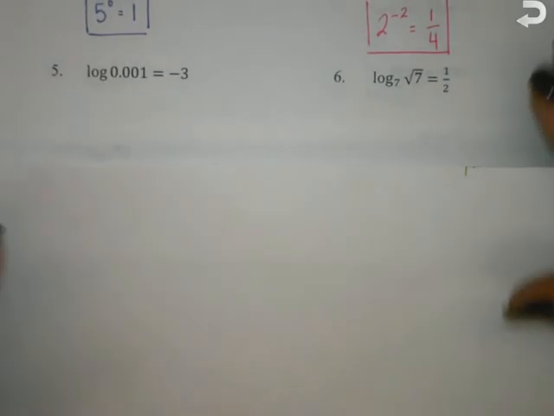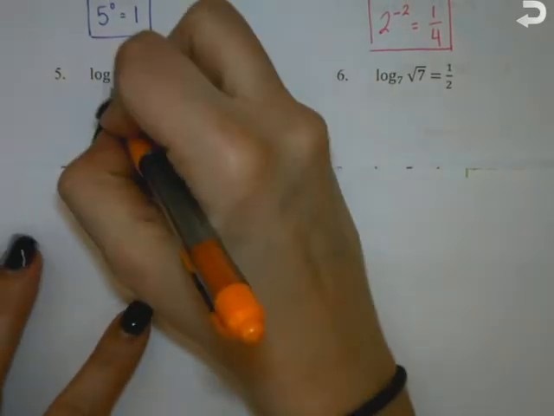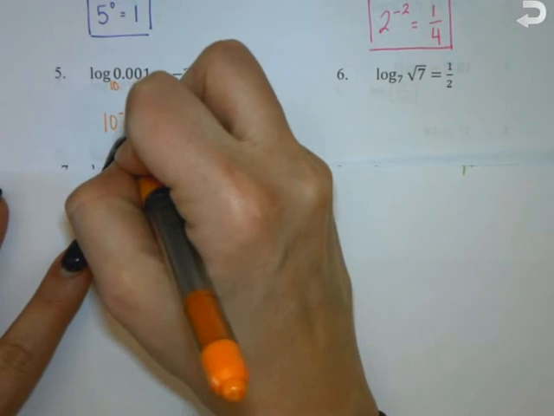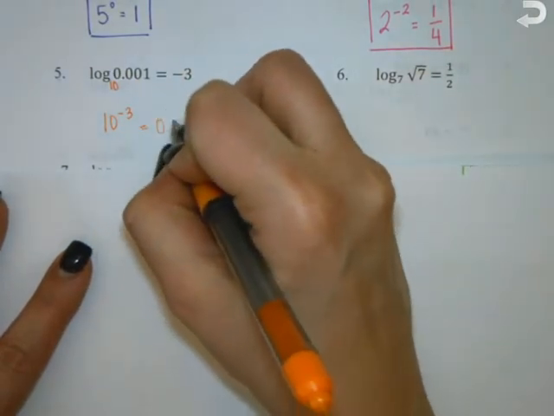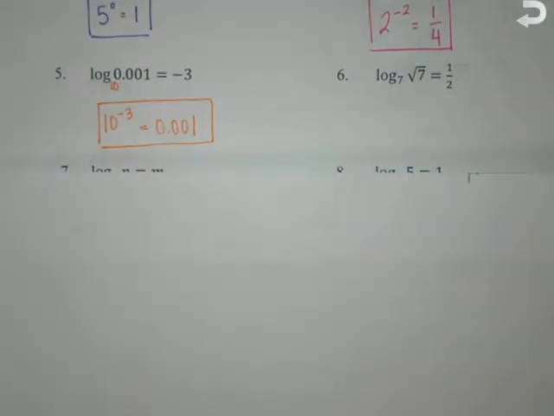Number 5, what do you notice is different about this one than the 4 problems we've already done? It doesn't have a base. If there's not a base written, we call that the common base, which is a 10. It's kind of like writing 7 over 1. You don't have to write the 1, right? If you have a base of 10, you don't have to write it. So if there is never a base written, assume that it's a 10. So this is going to be 10 to the negative third equals 0.001. And remember, with powers of 10, the exponent tells you how many spaces you move the decimal place.